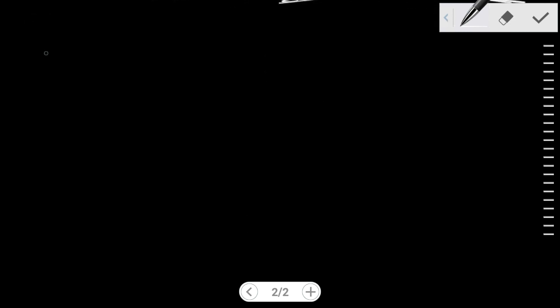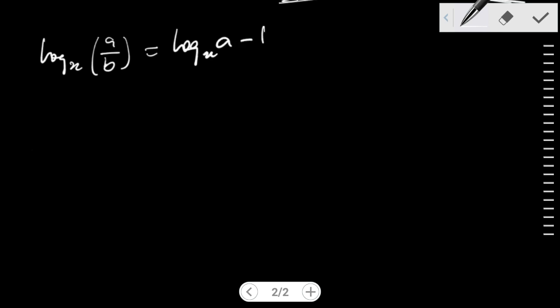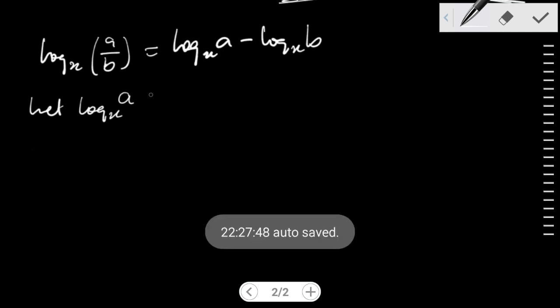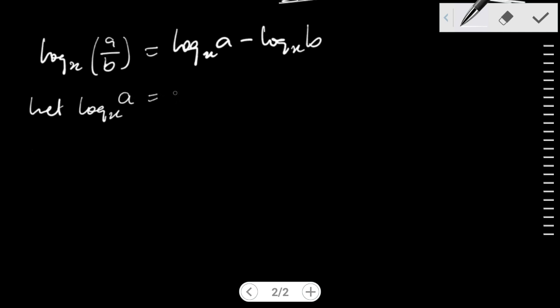If I have log_x (a/b), this is going to be equal to log_x a minus log_x b. To prove this, let log_x a equal k, and log_x b equal m.